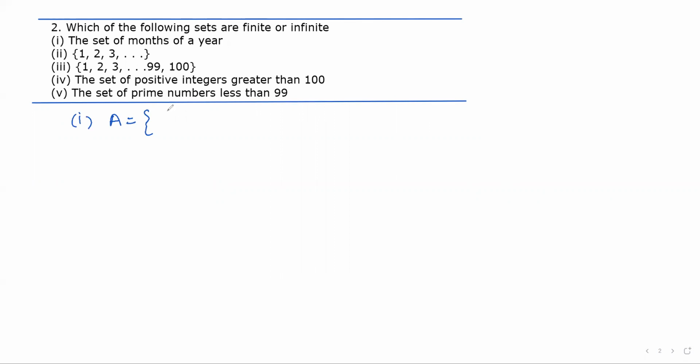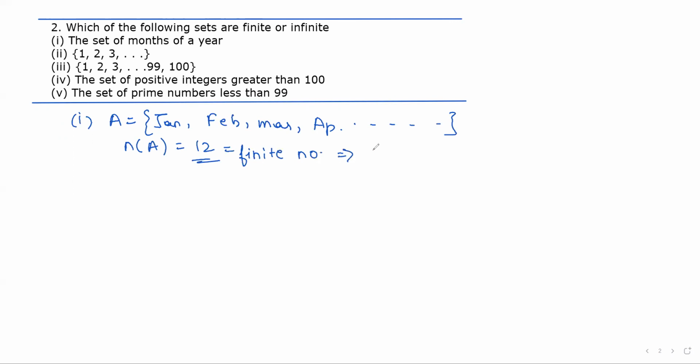The set of months of a year, you can clearly mention Jan, Feb, March, April. Now, no one has asked you to mention the set, but even if you write it, we know that the number of elements of set A is equal to 12, and 12 is a finite number. Hence, A is a finite set.